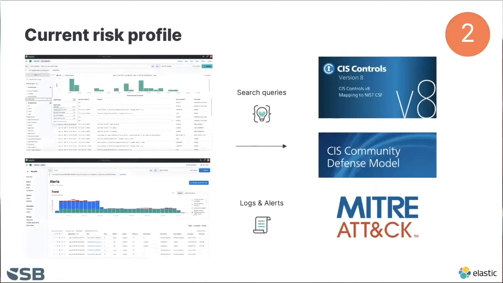In order to understand your current risk profile, we use search queries and Elastic Security detections to understand coverage of the frameworks. As you can see, in our case, we use CSC, the Critical Security Controls, the Community Defense Model, and MITRE ATT&CK. The idea here is that you are a search query away from knowing if you comply with the controls of the risk framework.